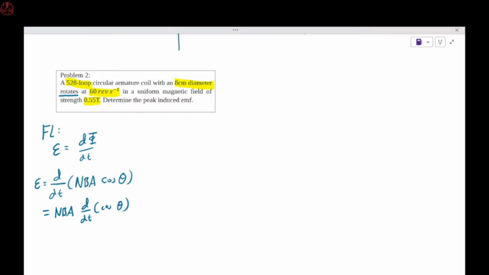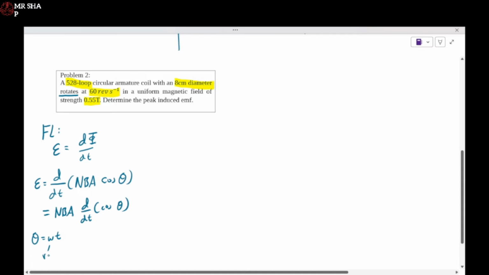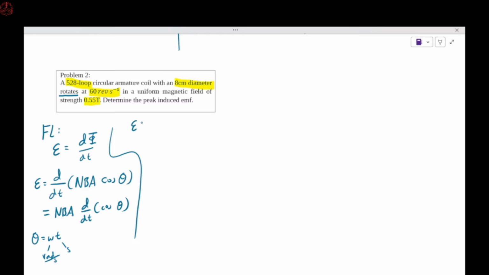So cos theta, the way to differentiate this is to remember that theta equals omega t, right? This is in radians per second, and this is in seconds, so I'm left with radians. So if I expand on that, I'm left with epsilon equals N B A, differentiating cos theta, but instead of cos theta, I will have cos omega t. And when you differentiate this, what you will get is N B A omega sine omega t.